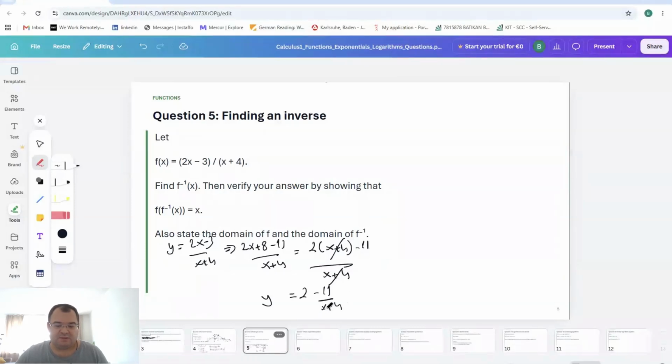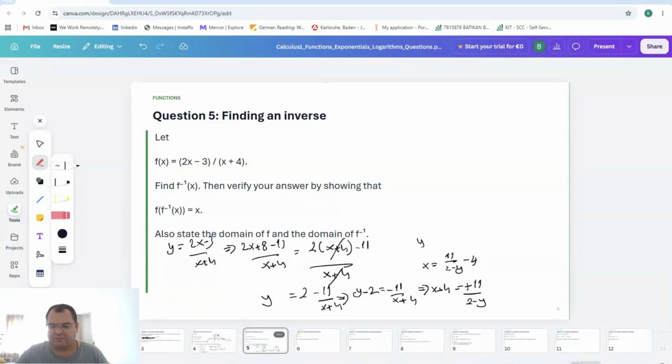So we need to leave this x alone so that we can take the inverse of the function. At the end, we will be swapping x with y and y with x. So from here we have y minus 2 equals minus 11 over x plus 4, or x plus 4 equals 11 divided by 2 minus y. And at the end we have x equals, sorry, not 4, 11 over 2 minus y minus 4.